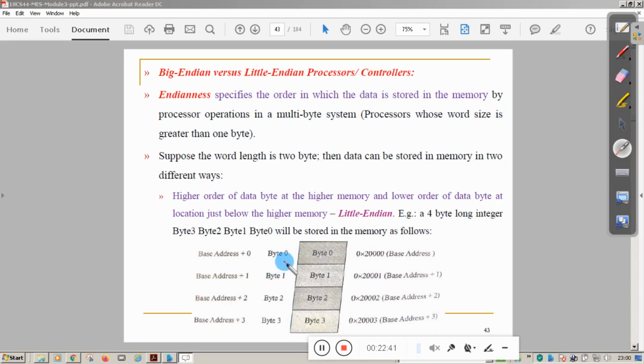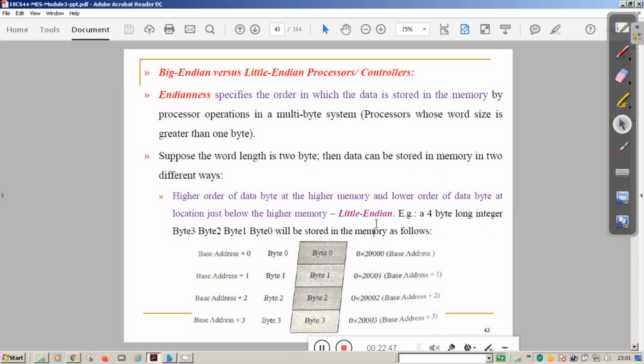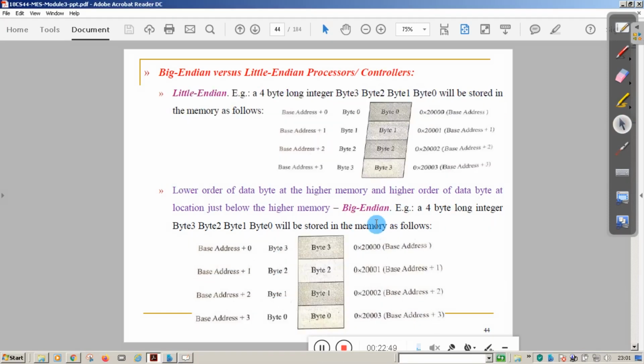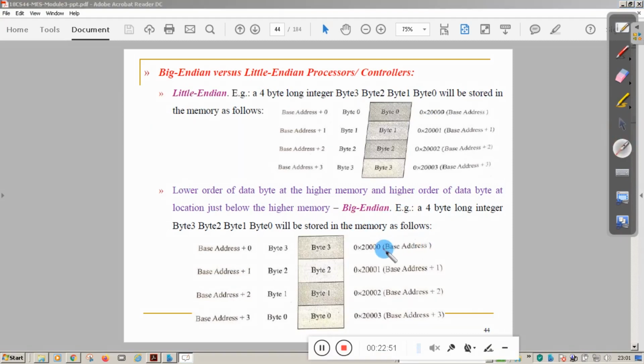Then lower byte is stored in the lower address, higher byte is stored in the higher address. This is related to little endian. What about big endian? In big endian, the address is once again the base address 2001, 2002, 2003, but we have byte 0, byte 1, byte 2, byte 3.